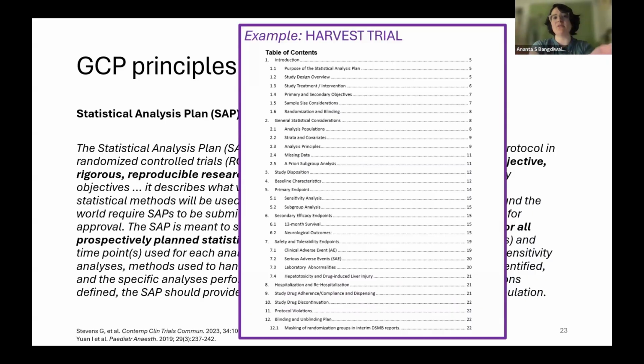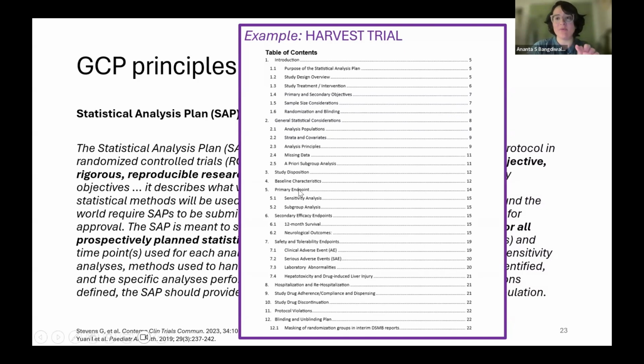So for example, this is the table of contents from the HARVEST trial SAP. And you can see that section 1, most of these things is basically just a repeat of what's in the protocol, right? The purpose of the study, the study design, sample size, objectives, randomization, and blinding. Then you get into the nitty-gritty, the general statistical considerations, right? How do you define your analysis populations exactly? What strata and covariates are you going to consider? How are we going to handle missing data? What subgroups are we going to plan a priori analyses for?